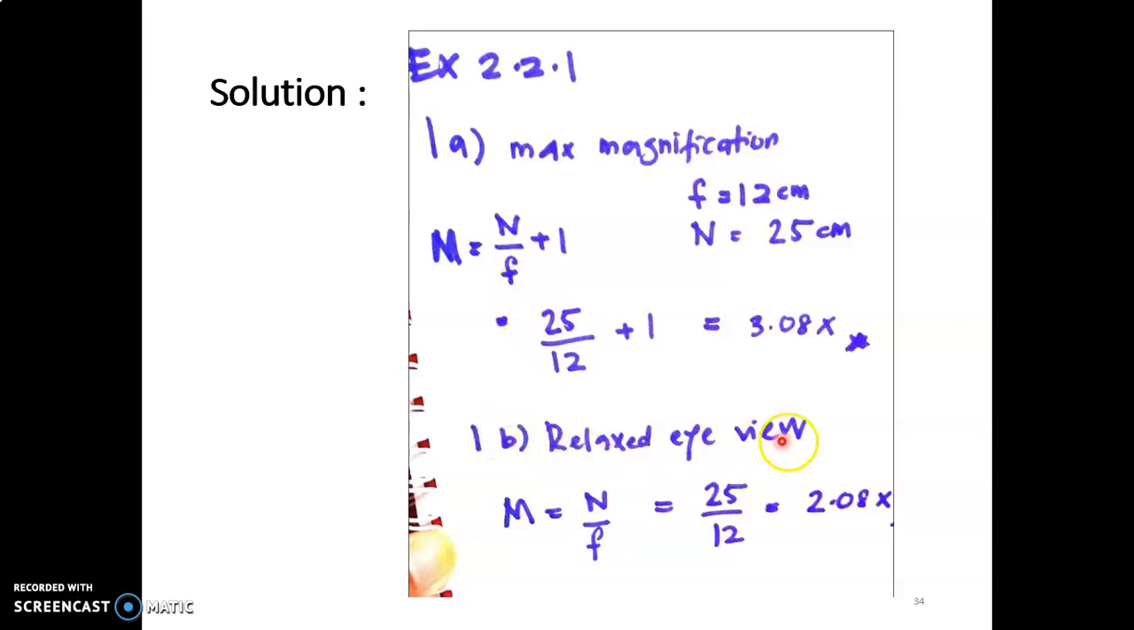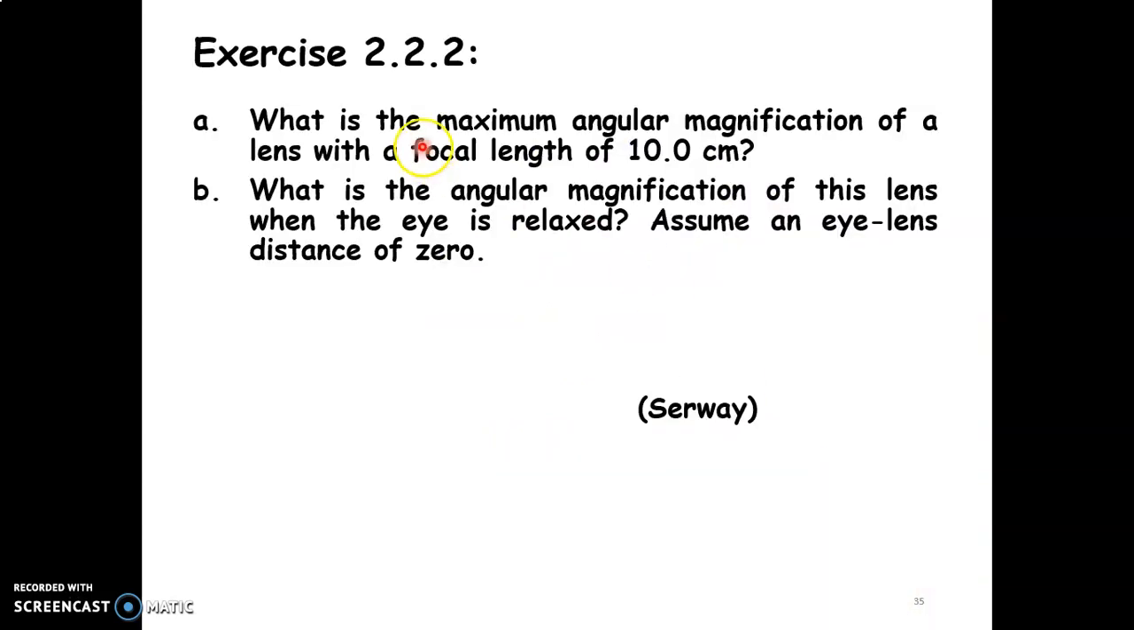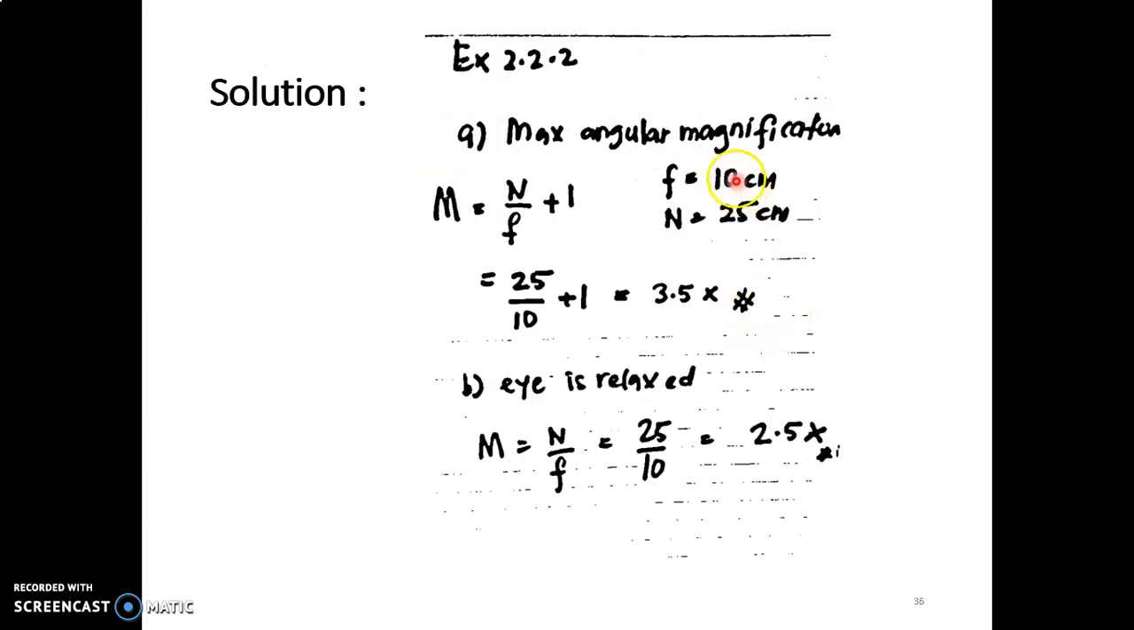For question b, relaxed eye viewing means that the image is placed at infinity. So this is the equation. Substitute all the information, and you will get 2.08x. The same goes for exercise 2.22. Take out the information from the question: I know the f, I know the n, and then substitute according to the question. For question a, I will get 3.5x, and for question b, I will get 2.5x.